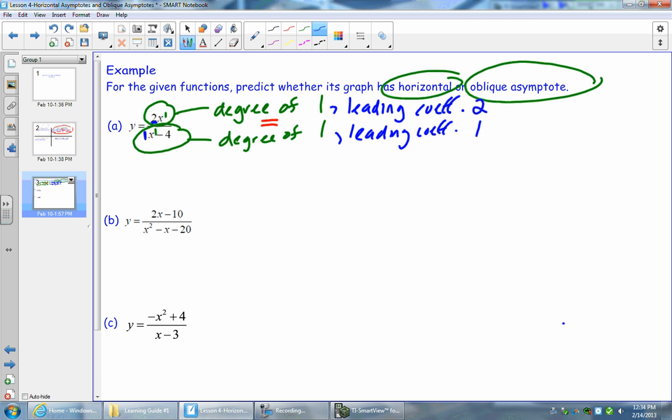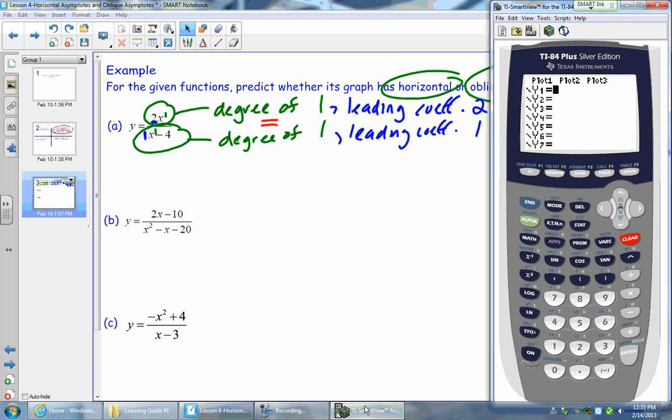So hence we have a horizontal asymptote at the line y is equal to 2 over 1, which is simply y is equal to 2. That's where the horizontal asymptote is. To verify this behavior, stick the original function into your calculator. So it's brackets 2x over brackets x minus 4. Once you have that in there, make sure you have brackets surrounding the numerator and your denominator so your calculator does not get confused.